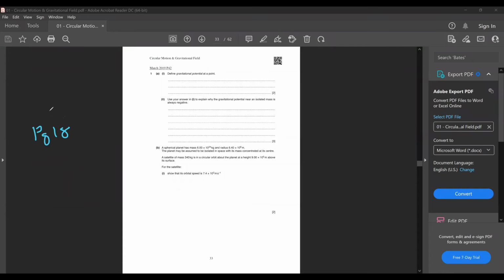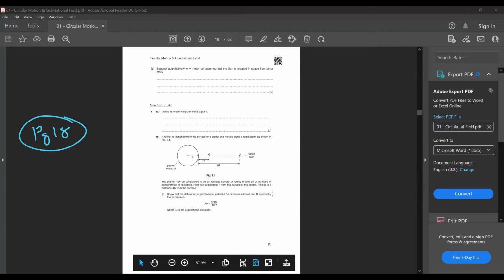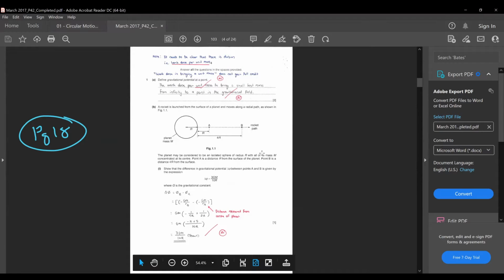Okay, just have a look at page 18 of your gravitational field worksheet. We're just going to go through one calculation question. Right, so page 18, March 17, P42. Just have a look at that.